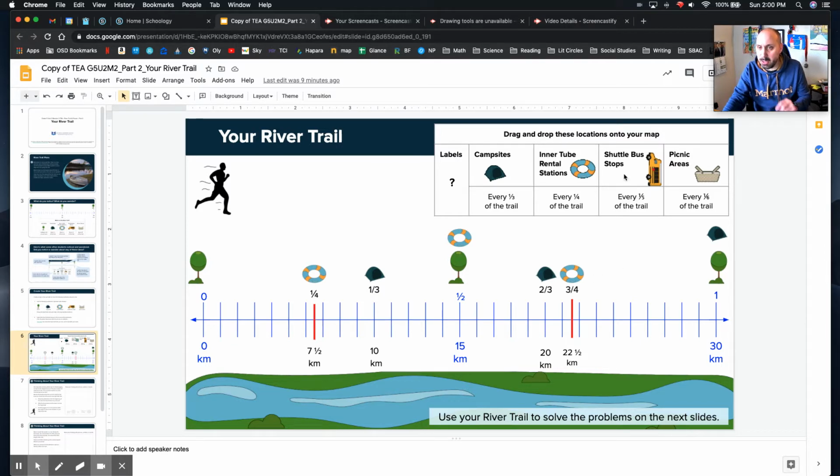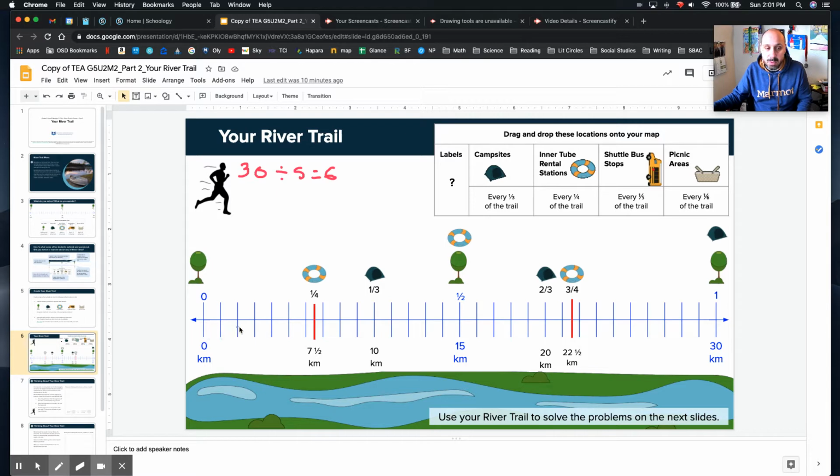So now we're at the shuttle bus stops. The shuttle bus stop is at every fifth of the trail. To figure this out quickly, if I divide my total kilometers by my denominator, which is 5, this will show me how many kilometers apart every bus stop should be. So 30 divided by 5 is 6. So every 6 kilometers will be a shuttle bus stop. When I add them all up, it should equal 30. So every fifth of the trail is a shuttle bus stop.